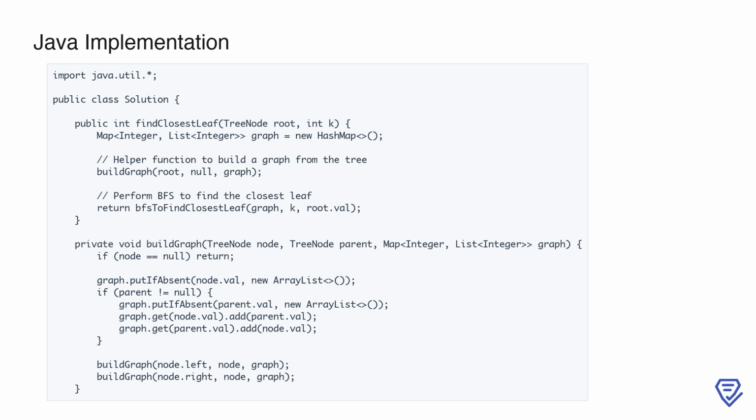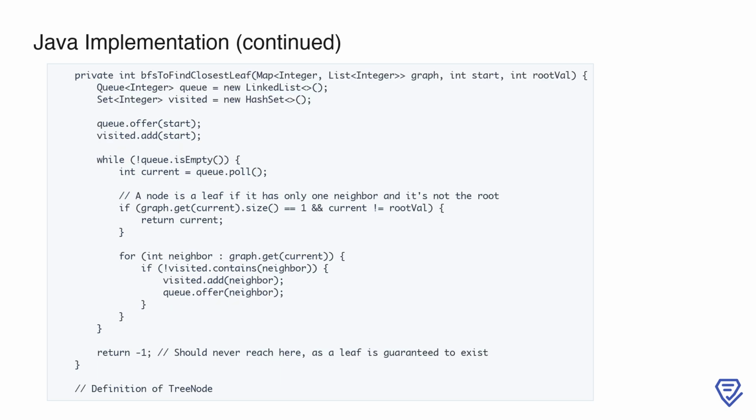of each node. After building the graph, the BFS-defined closest leaf method performs a breadth-first search, BFS, to locate the closest leaf node. We initialize a queue to manage the BFS traversal and a set to keep track of visited nodes to avoid cycles. The BFS starts from the target node, represented by the start parameter, and we add it to both the queue and the visited set.